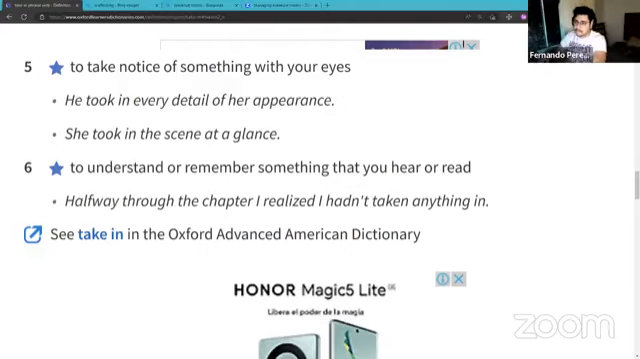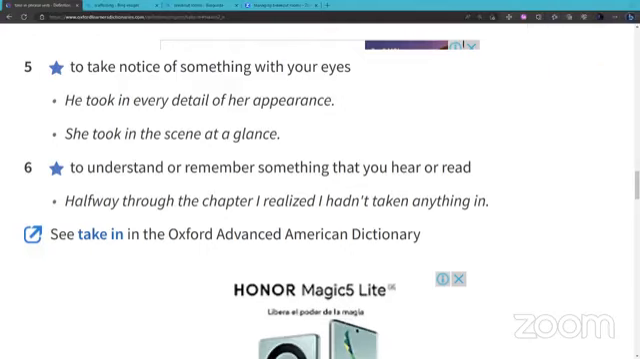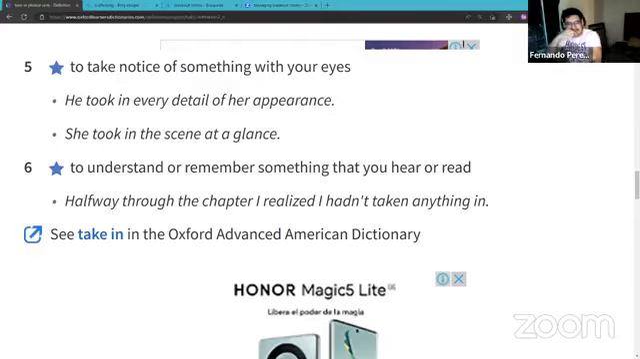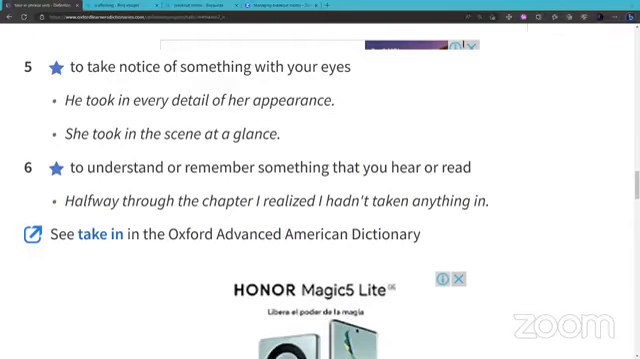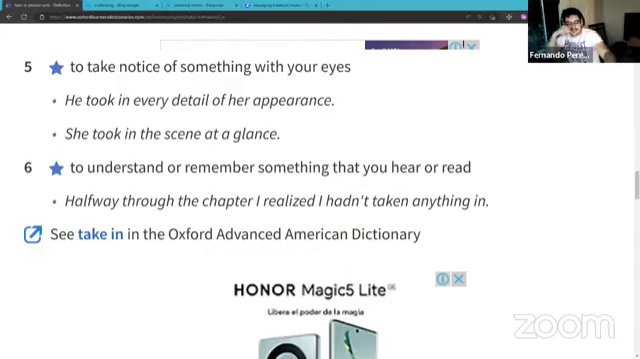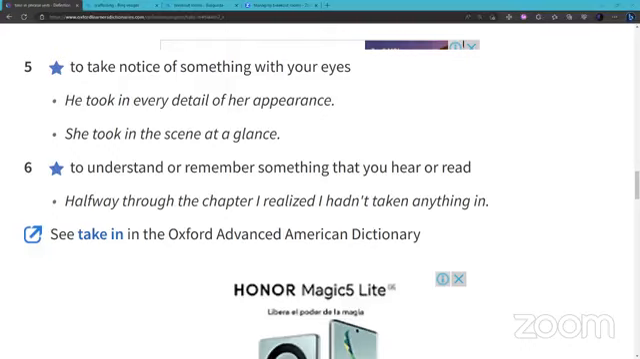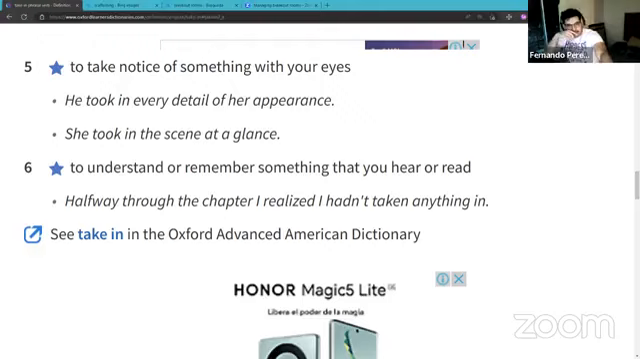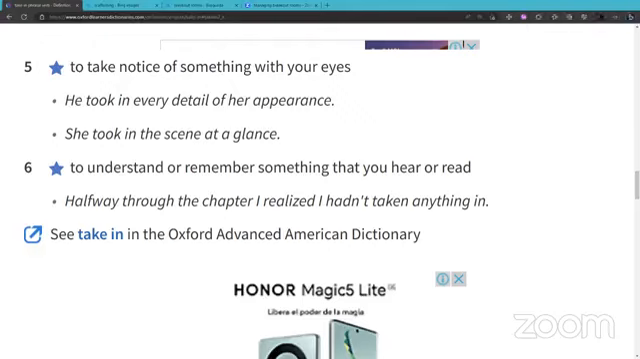I realized I hadn't put anything. Halfway through. What are you reading? You are reading too much. Yeah, the example: halfway through the chapter, I realized I hadn't taken. Okay, I got it.